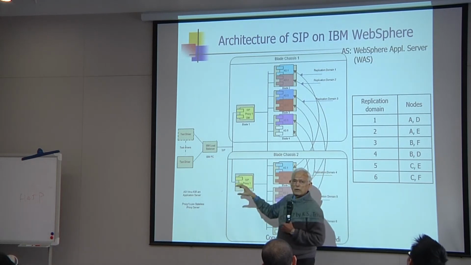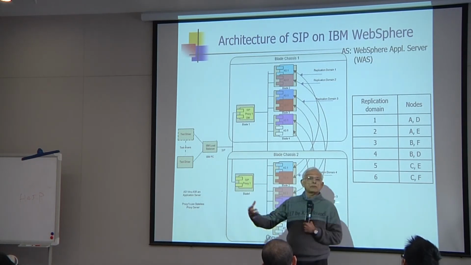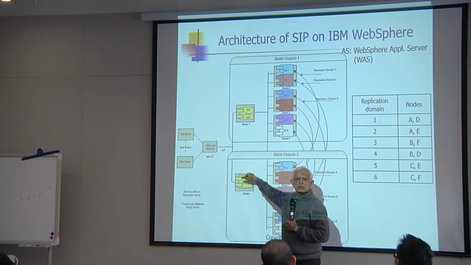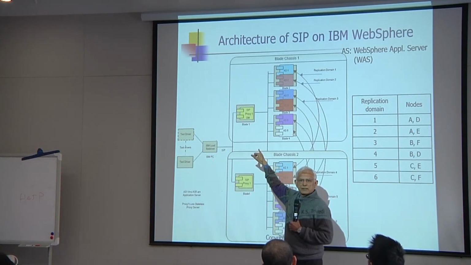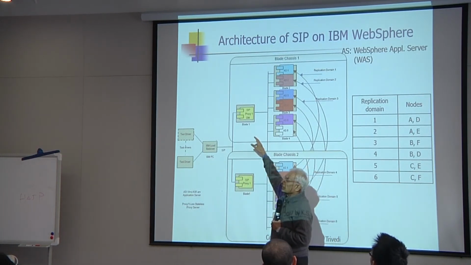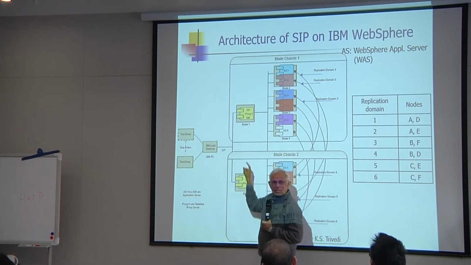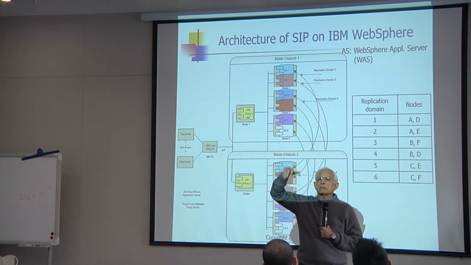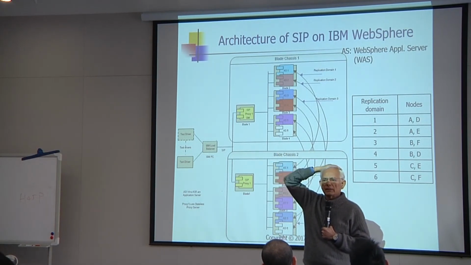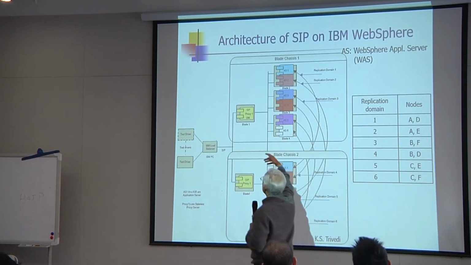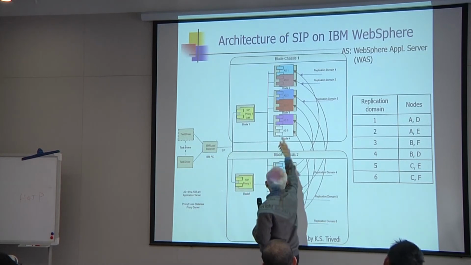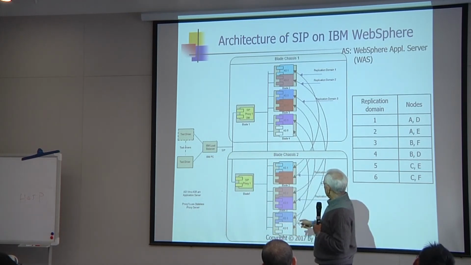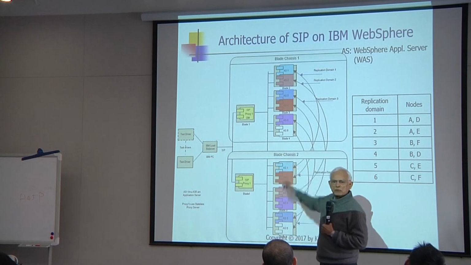Apart from the hardware, the software parts: there's a Linux operating system on each blade, right? And then application-wise, there's a SIP proxy and app server. AS stands for app server or WebSphere application server, right? And the picture tells you that there are 2 SIP proxies and 12 app servers.